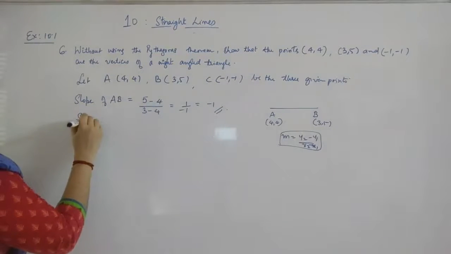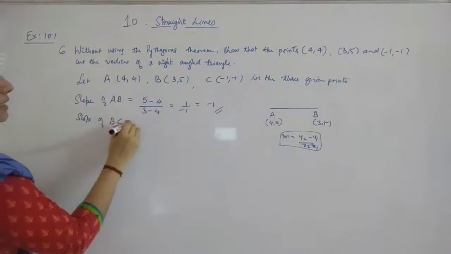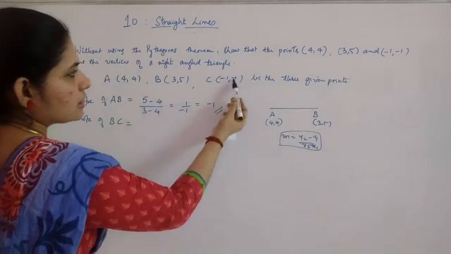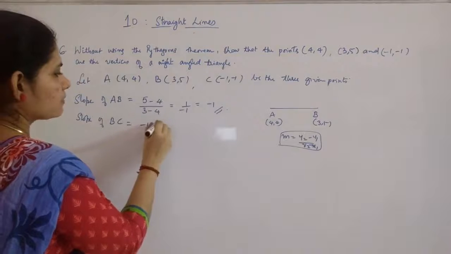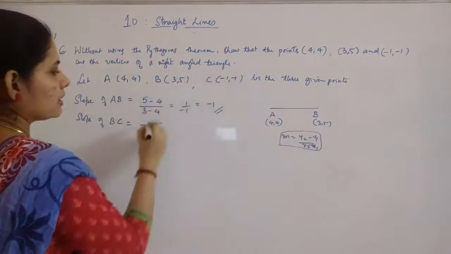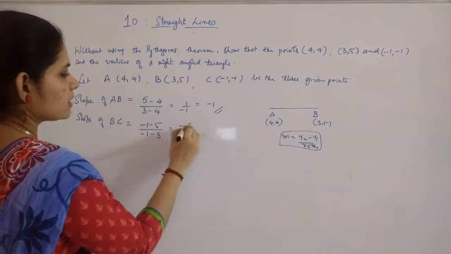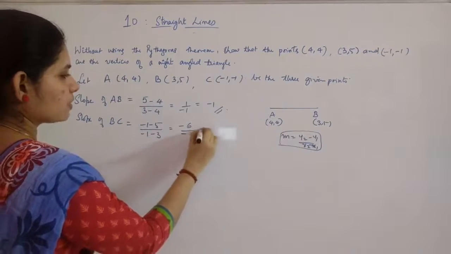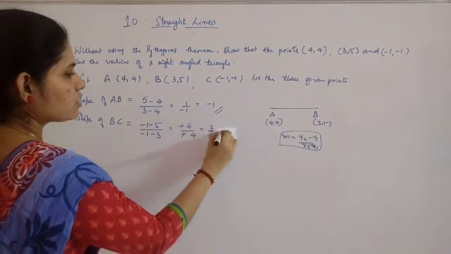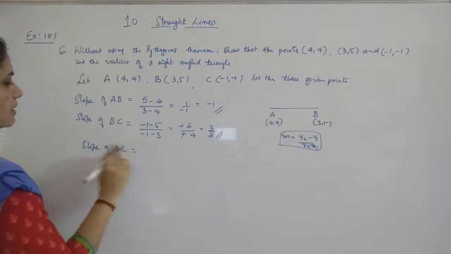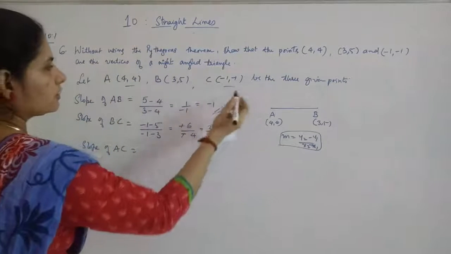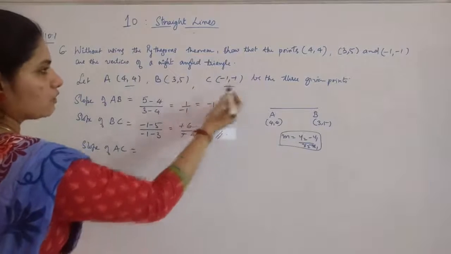Now the slope of the other line BC: you will get -1 minus 5 by -1 minus 3, which is equal to -6 by -4, which is 3 by 2. Now the slope of the third line AC: take these two points and apply your y2 minus y1.